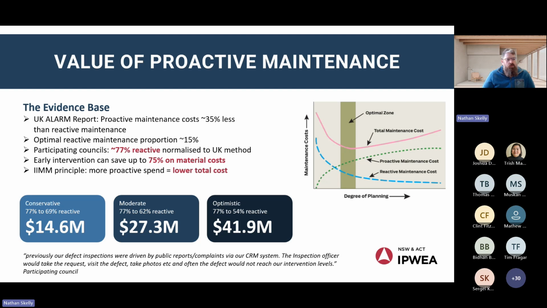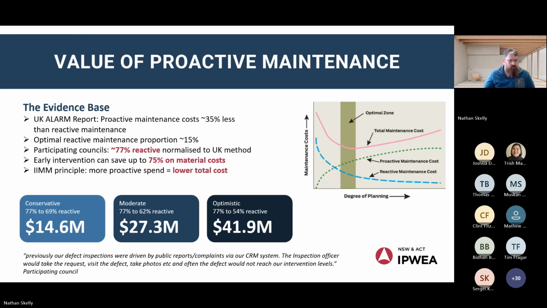I then looked a bit further abroad. The UK does a report every year they call the Alarm Report. I can't remember the acronym off the top of my head, I apologise. But it's looking at road repairs over the entirety of the UK from different road authorities. And they've been doing this report for 30 years. It's akin to IPWEA's road asset benchmarking report that we do as well. It's a similar sort of format.